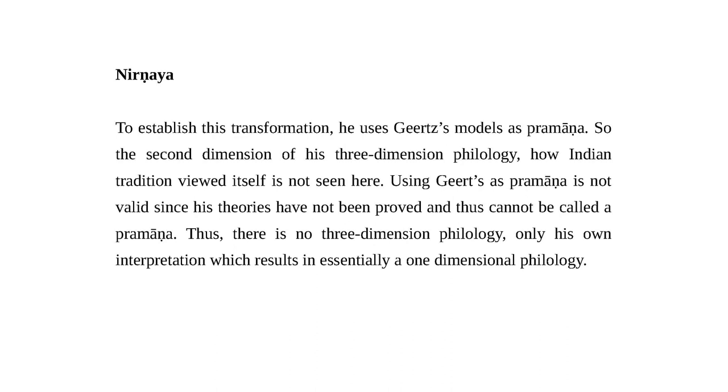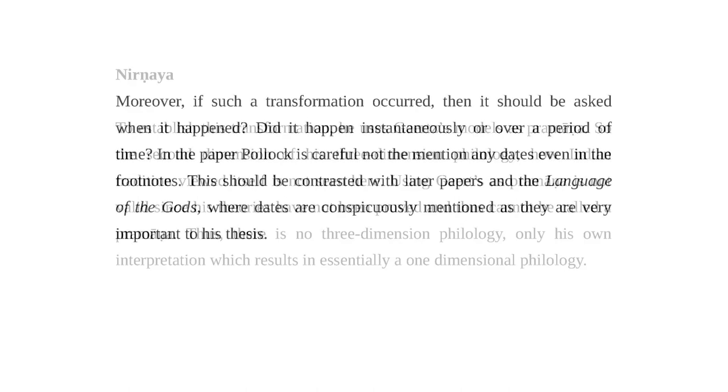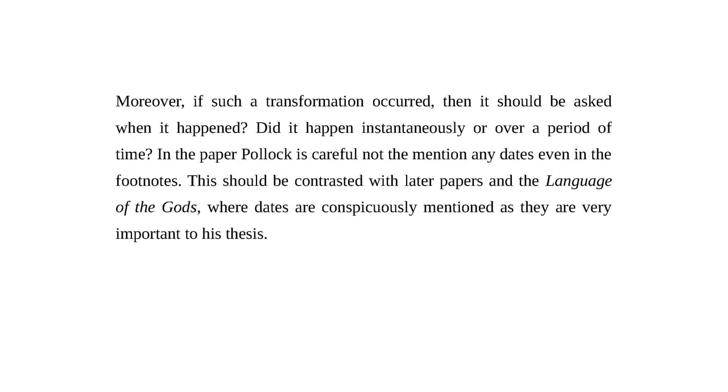Using Geertz's as pramana is not valid since his theories have not been proved, and this cannot be called a pramana. Thus, there is no three-dimensional philology, and only his own interpretation, which results in essentially a one-dimensional philology. Moreover, if such a transformation occurred, then it should be asked when it happened. It was very interesting in the 1985 Shastra paper: no dates are given, even in the footnotes. In Language of the Gods, everything is based on dates. The chronology is very important for him.